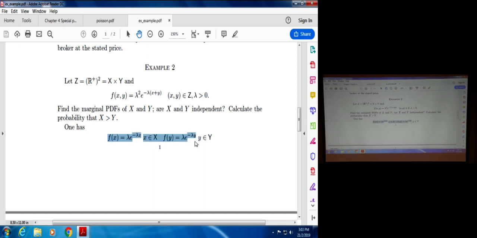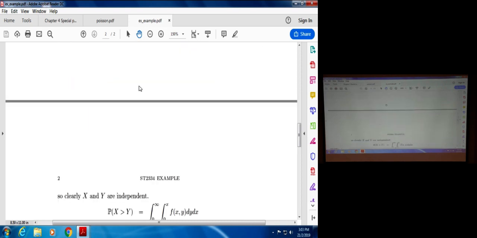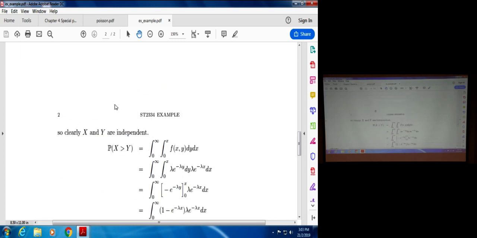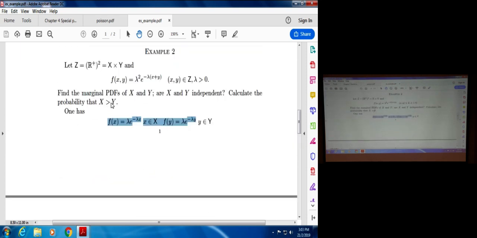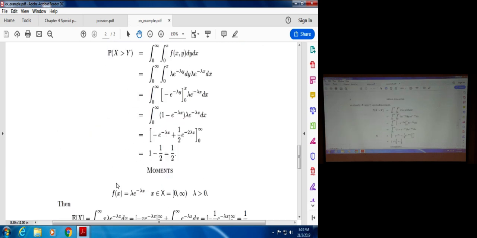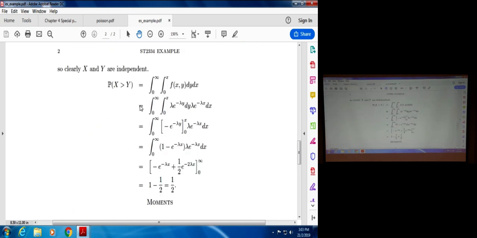And if I multiply these two PDFs together, I get this. So immediately I can tell you that x and y are a pair of independent and identically distributed random variables, and they happen to be exponential lambda random variables. Okay, so that's the first one. The second part: x and y are independent, so now I want to compute the probability that x is bigger than y. This is almost the same calculation that we did last week.